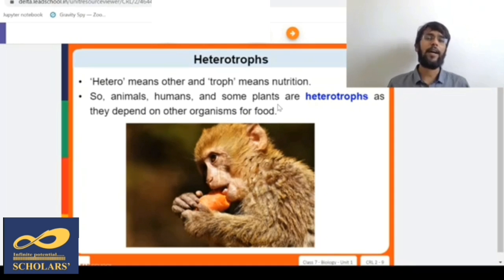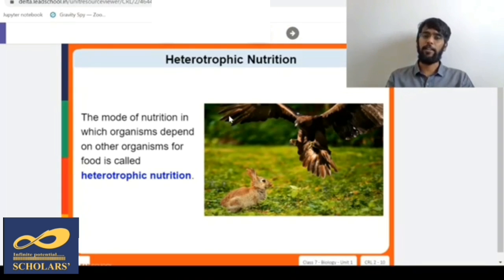And similarly, what are heterotrophs? Hetero means others and troph means nutrition. It is an antonym of autotrophs. So animals, humans and some plants are heterotrophs as they depend on other organisms for food. It's interesting to note that some plants are not autotrophs. They do not have an autotrophic mode of nutrition but a heterotrophic mode of nutrition. These are very interesting plants which trap insects by some methods that they have. We'll come back to that. So the definition of heterotrophic nutrition is the mode of nutrition in which the organisms depend on other organisms for food.